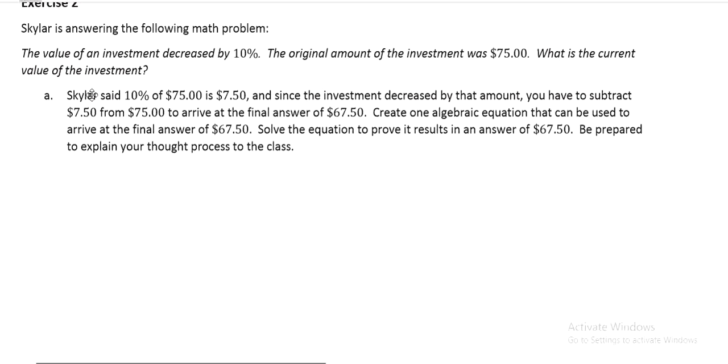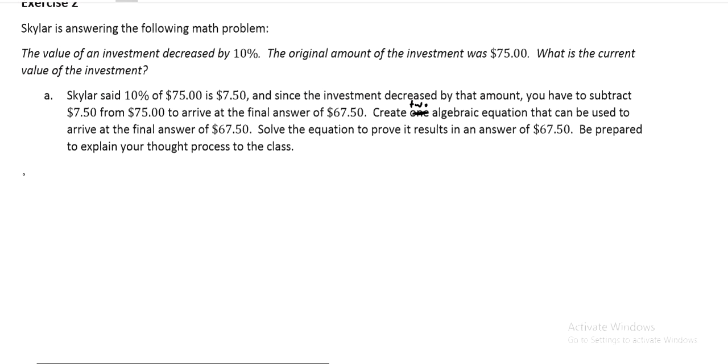It says that Skylar said 10% of $75 is $7.50, and since the investment decreased by that amount, you have to subtract $7.50 from $75 to arrive at the final answer of $67.50. Create one algebraic equation that can be used to arrive at that final answer, and we have to solve it to prove that it actually does give us that answer. All right, so in doing this, we're actually going to come up with two of them, since one method might be easier than the other.